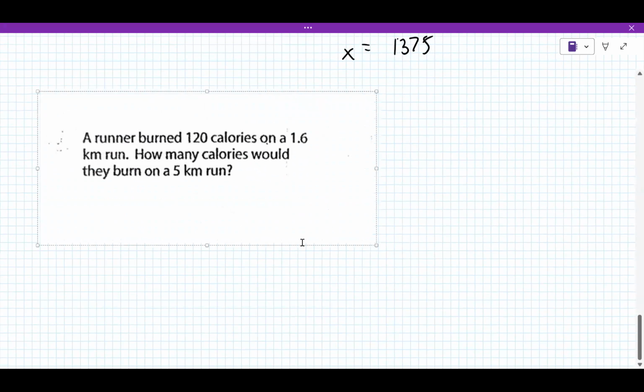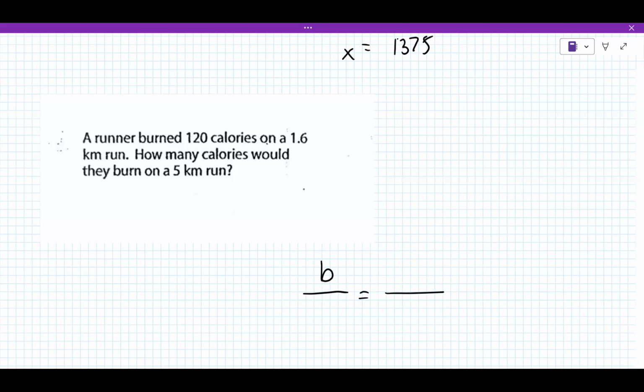All right, a runner burned 120 calories on a 1.6 kilometer run. How many calories would they burn on a 5 kilometer run? So we're going to put the number of calories burned B right there. So that's calories. And then the other quantity they're giving you is the distance, right? They're telling you, hey, we're going to go on a 5K run, 5 kilometer.